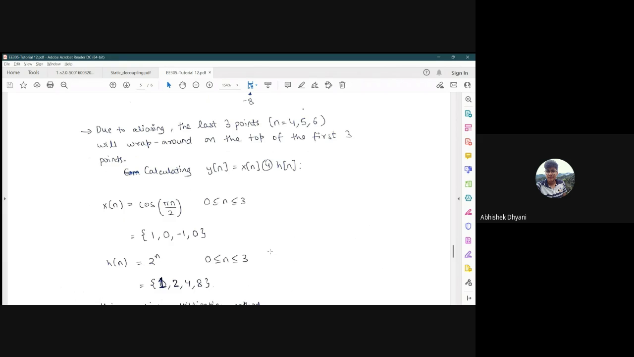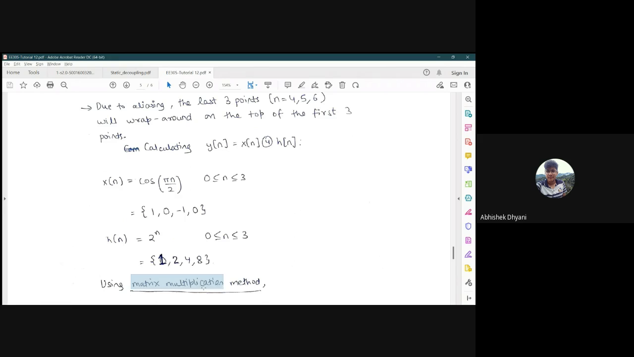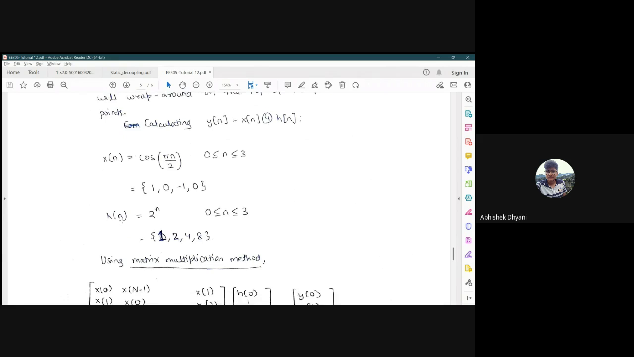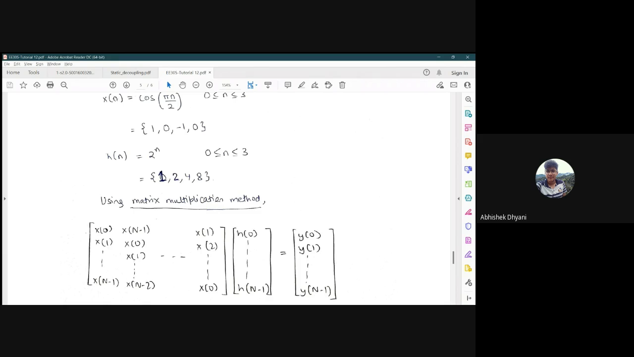And now, in order to take the circular convolution, we will use this method which is known as the matrix multiplication method, which is a very straightforward method. All you have to do is, we have x of n and h of n. I'm going to keep all the magnitudes of x of n in one column of this matrix. And then I'm going to shift these elements such that x0 will come into this position, x1 will come into this position, and so on. The last element, x of n minus 1, will move to the first place.